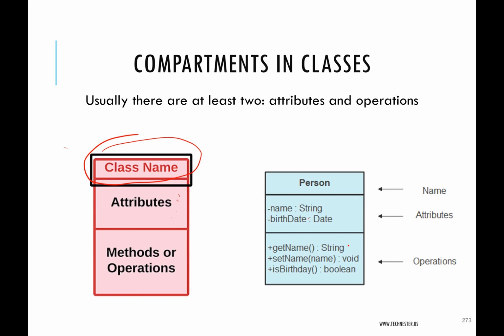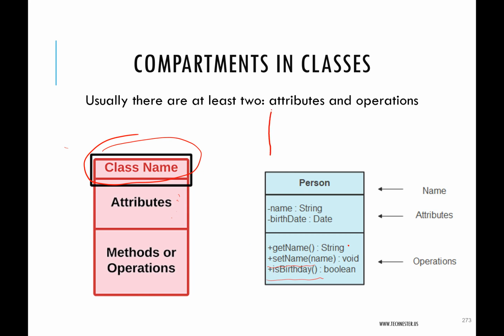Then the operations that can be performed by that category of things or that group of things is what we would have here. So in this case, you can get the name of a person, you can set the name of a person, you can find out their birthday. So if the person's name is already recorded in the system, you can get it. If the person's name is not already recorded, you can set it, and birthday.